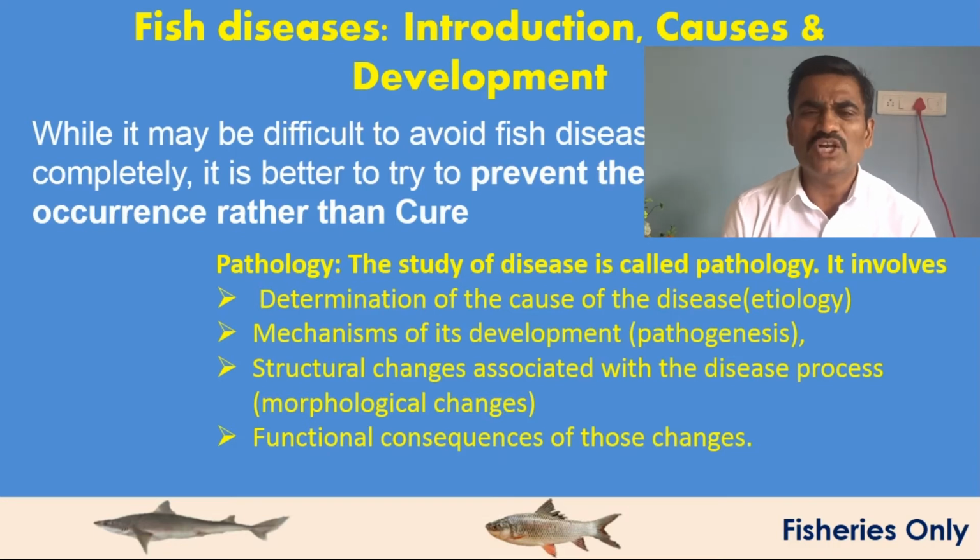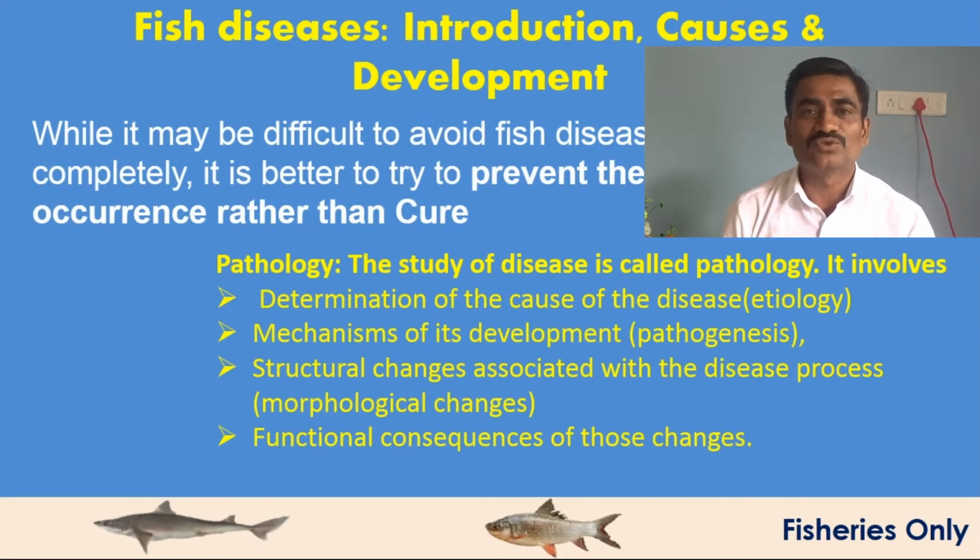Pathology involves the determination of the cause of the disease, which is called etiology. Etiology means determining the main cause of the disease. It is very important for treating the disease. If we know the cause of the disease, then we can go for proper remedies and proper curing methods. Pathology also includes the mechanism of disease development, which is called pathogenesis.